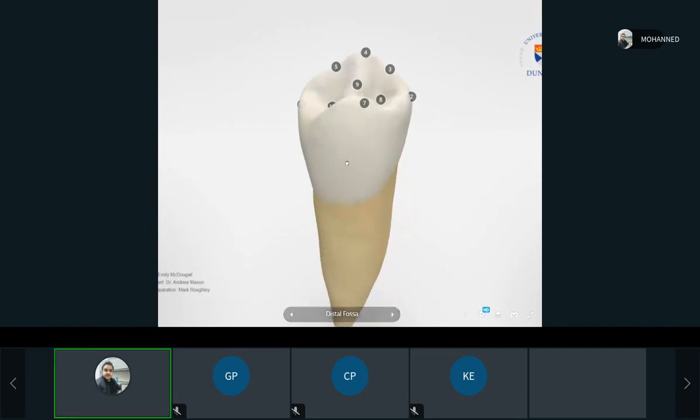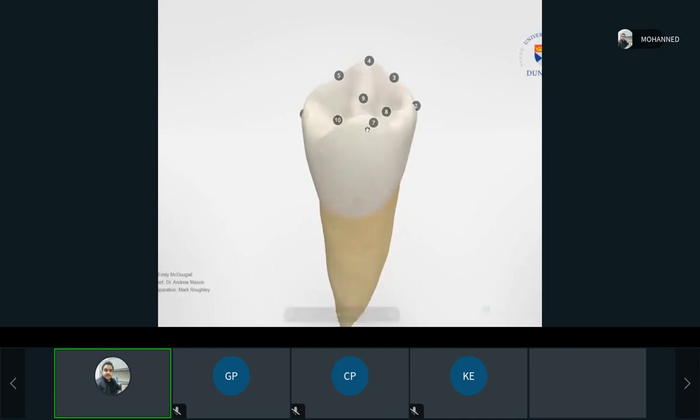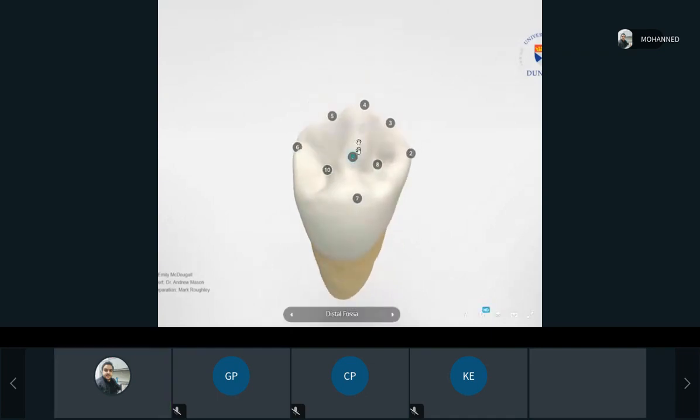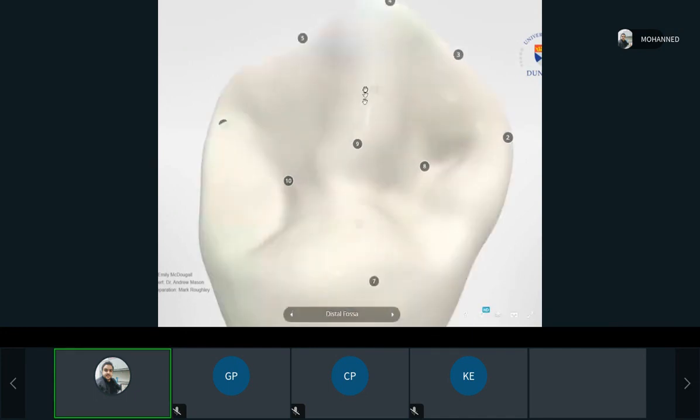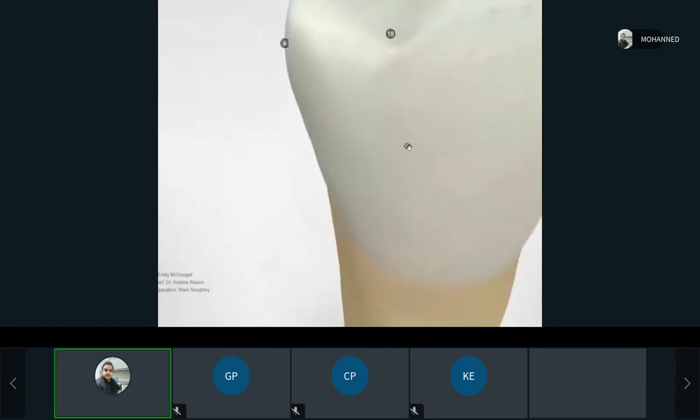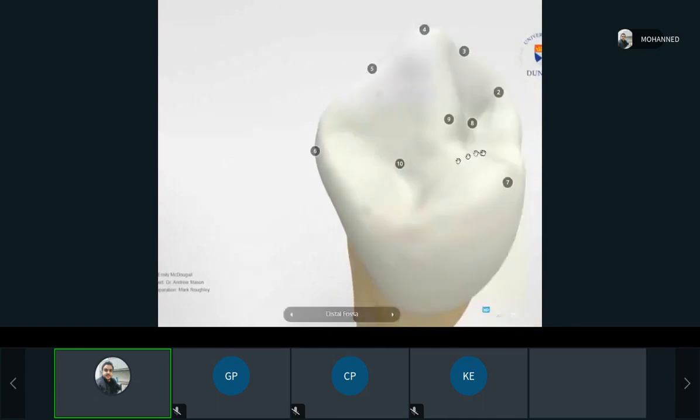We know that it has one root. It also has triangular ridges and a transverse ridge, and that is the one that does not cross the occlusal groove. So this transverse ridge, you can see, doesn't go all the way through to the other side. We have a groove that runs in the middle. Compared to the other premolars, where the transverse ridge goes through from one side to the other, the mandibular first premolar is the one that most probably does not have the transverse ridge crossing the occlusal groove.